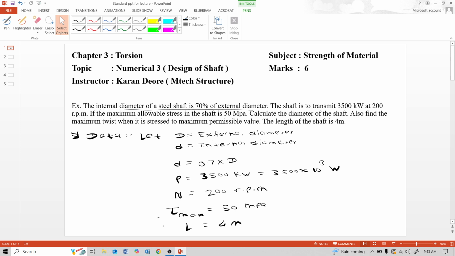So for solving this numerical, the methodology is, first we have to use the formula power P is equal to 2 pi NT upon 60, and by using this formula we will find torque. And after this we use the polar sectional modulus formula Zp is equal to T by tau, and by using this formula we will find the small diameter, that means internal diameter, and external diameter. And by using the torsion formula T by J is equal to G theta by L is equal to tau by R, we will find theta. Theta means angle of twist. So see the step by step methodology for solving this numerical.